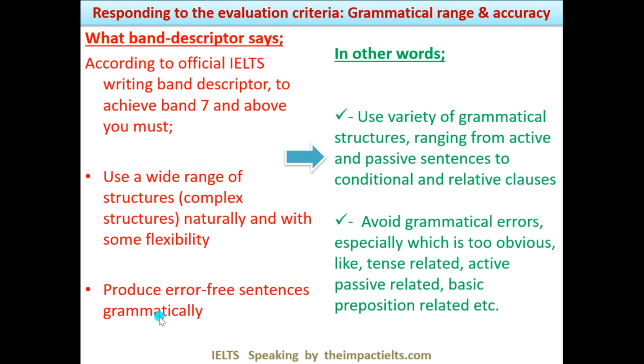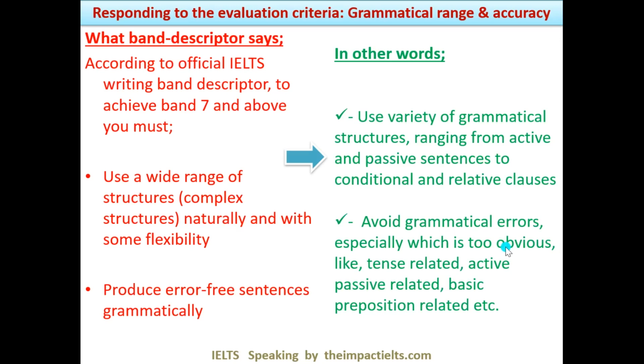The second part is produce error-free sentences. It simply means avoid grammatical errors, especially those which are too obvious. Any grammatical errors can become a barrier to your communication. It means you're not able to convey exactly the idea that you want to because of the grammatical error. There you will lose marks badly. So you have to be careful that your mistakes are not so obvious that people are not able to understand what you're trying to say.